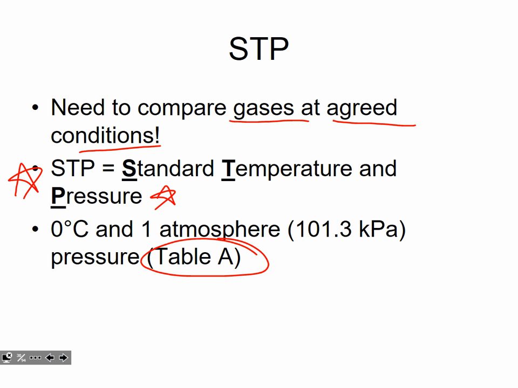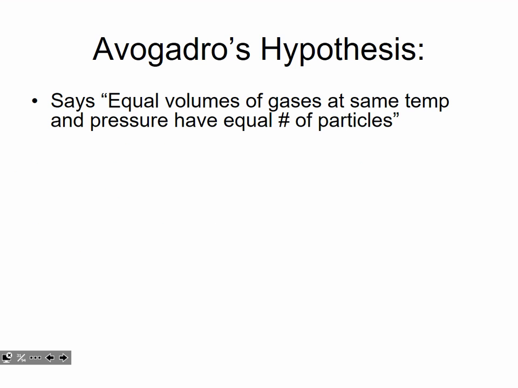They are 0 degrees Celsius and 1 atmosphere of pressure, or 101.3 kPa, or 273 Kelvin. Right, but they're just agreed upon conditions. And when gases are under agreed upon conditions, then Avogadro's hypothesis holds true, which says that equal volumes of gases at the same temperature have equal numbers of particles.